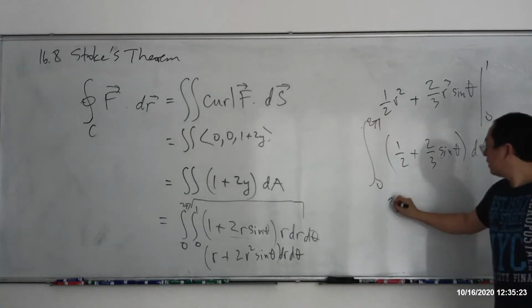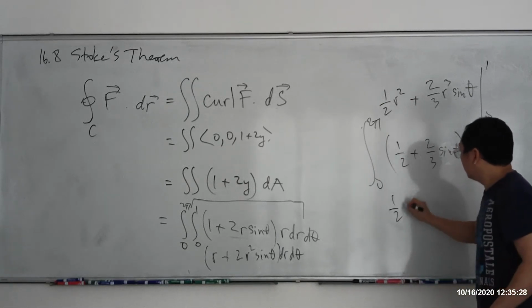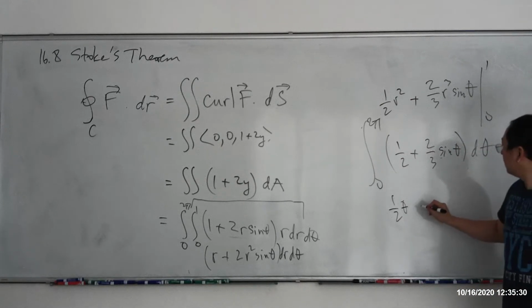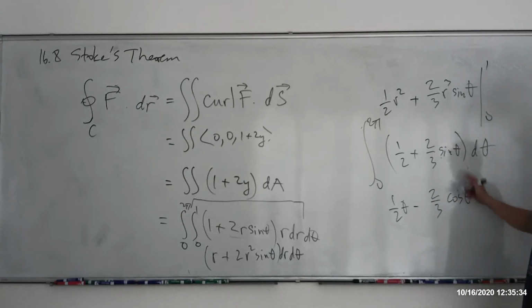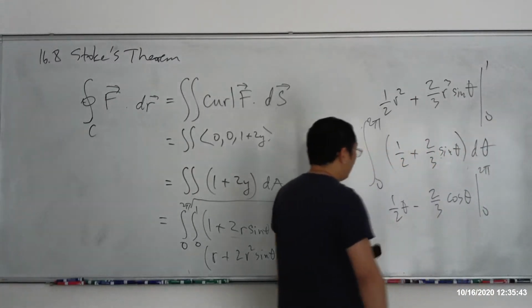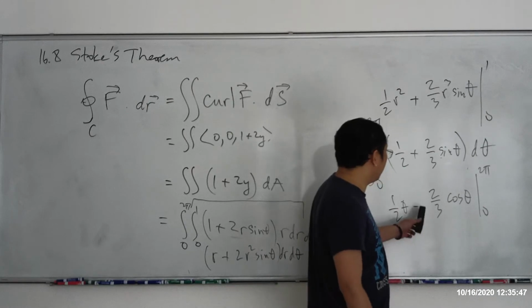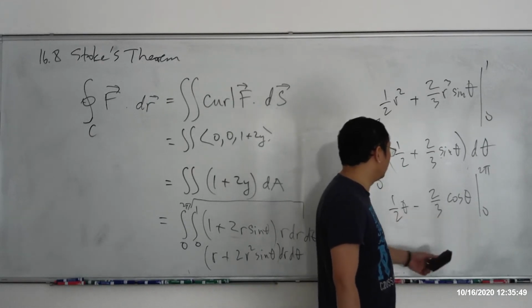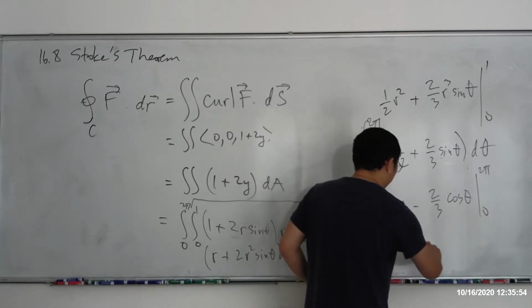This is 1/2 theta minus 2/3 cosine theta, because the antiderivative of sine is negative cosine, from 0 to 2 pi, and I bet you guys can work it out from here. This is going to be 1/2 times 2 pi, so pi, and then the second part works out to 4/3, so this is pi minus 4/3, I think.